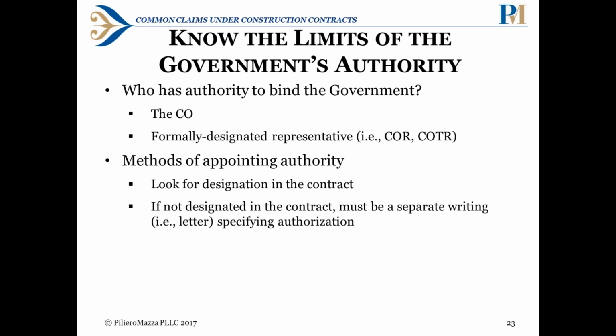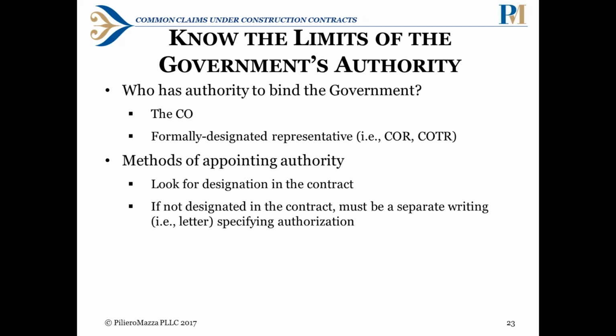As Jackie mentioned a little earlier, you need to know the limits of the government's authority when you're putting these things together, because you need to know who has the authority to bind the government, like the contracting officer or a formally designated representative. You'd want that designation in writing if you're acting on directions from the Corps or the COTAR. This is because if you start submitting documents showing that the PM or some other government employee, but not someone with the authority, told you to do something, the government's probably going to reject that and say, that person who told you to build that extra wing on this building, whatever it may be, didn't have the authority to do that, and we're not required to pay you.